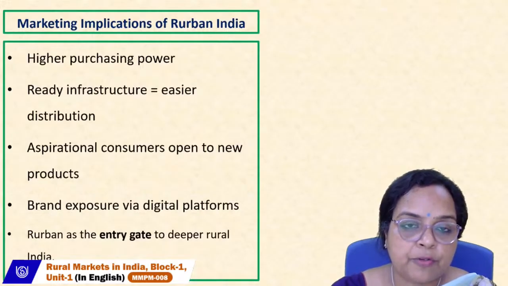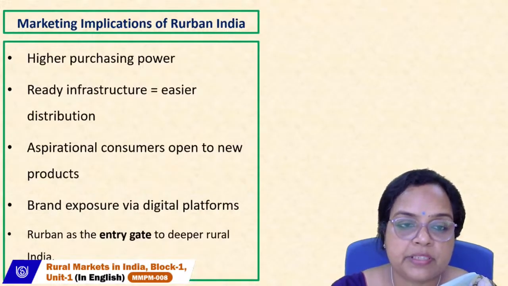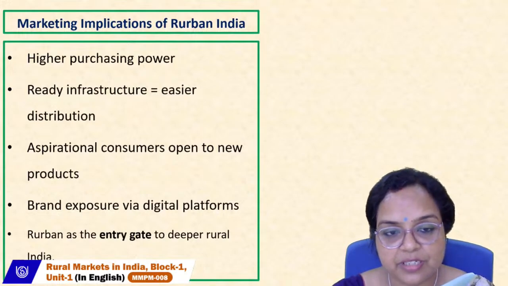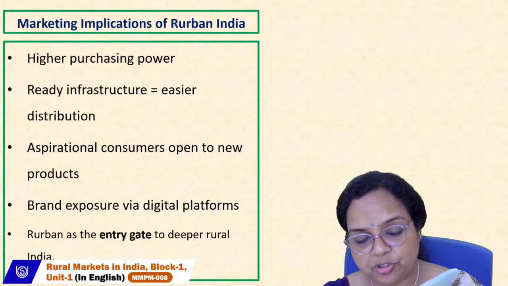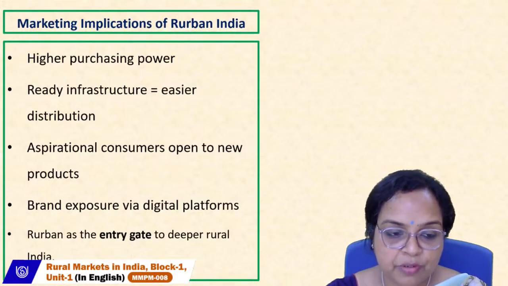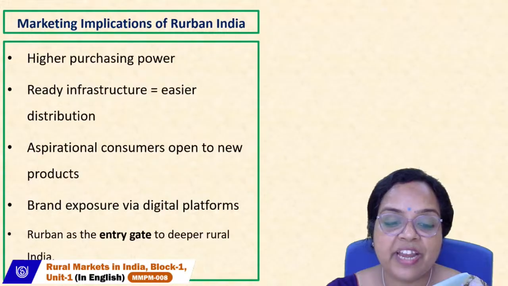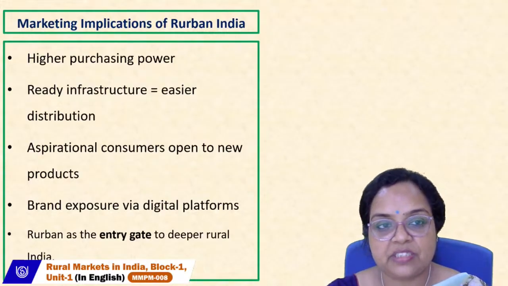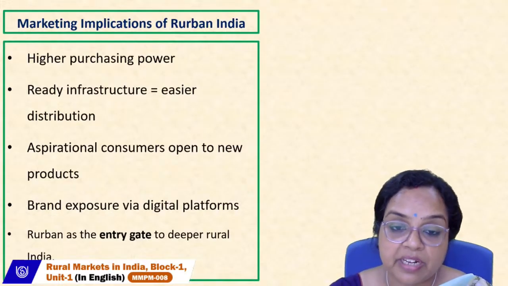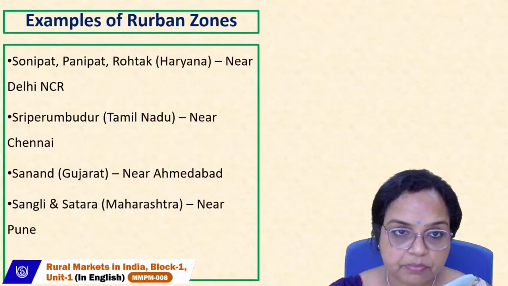Marketing implications of Rurban India: higher purchasing power of the consumer. Infrastructure is readily available, so distribution will be easier for marketers. Aspirational consumers are open to new products. Brand exposure via digital platforms is available. Rurban is the entry gate to deeper rural India. These are the marketing implications of Rurban India. Marketers can take the benefit of these factors.